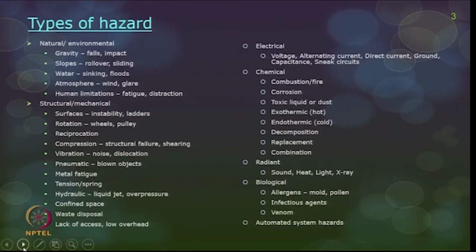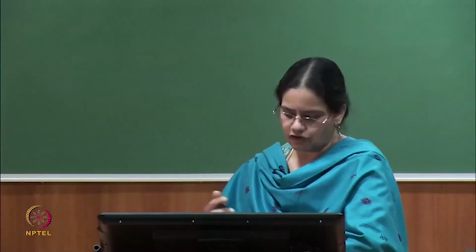Electrical: voltage, alternating current, DC current, direct current, ground, capacitance and so on. Chemical: combustion, fire, corrosion, toxic liquid, exothermic and endothermic reactions, then decomposition and so on. Radiant: sound, heat, light and so on. Biological: venom, infectious agents and allergens, and automated system hazards, wherein the system can cause a failure and you may do wrong handling of materials inside. So, these are all the different types of possible hazards.